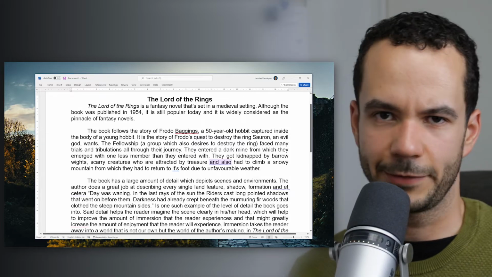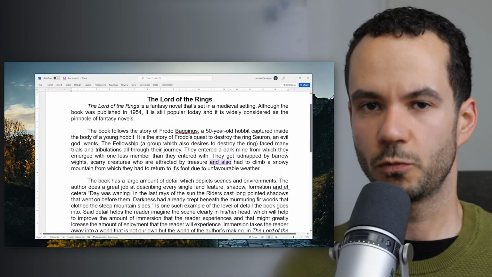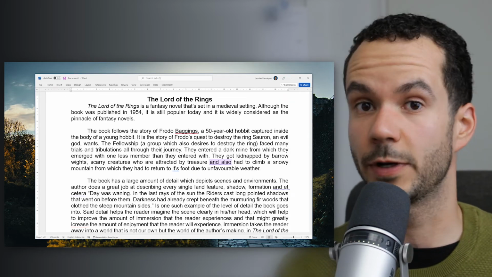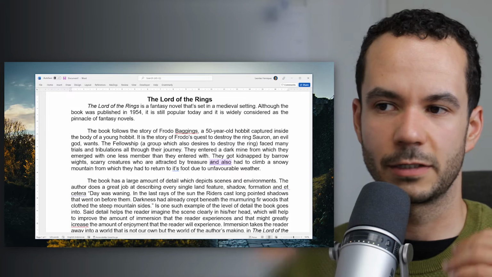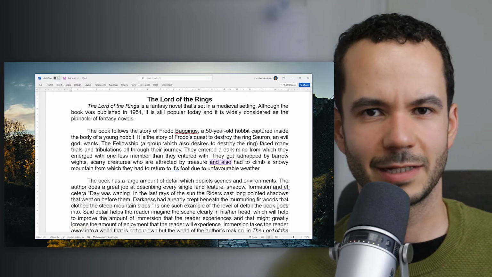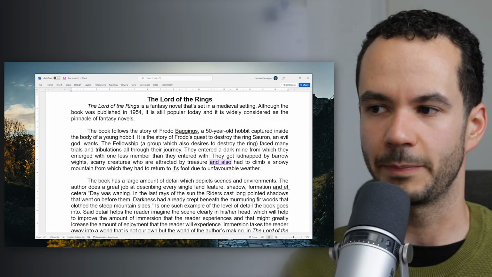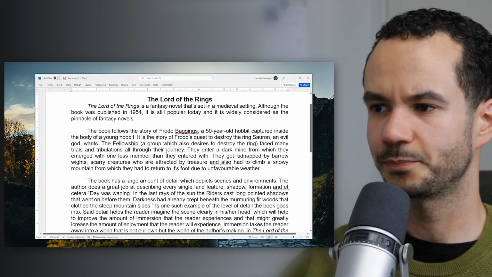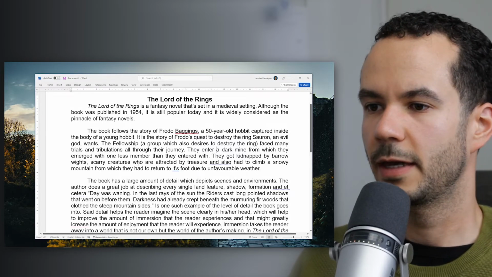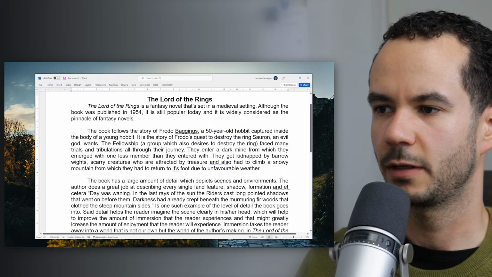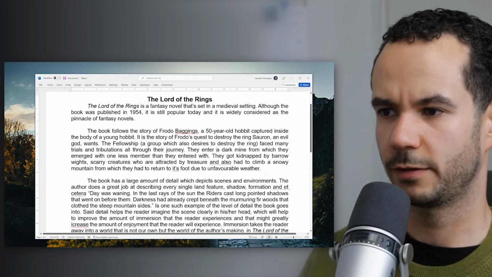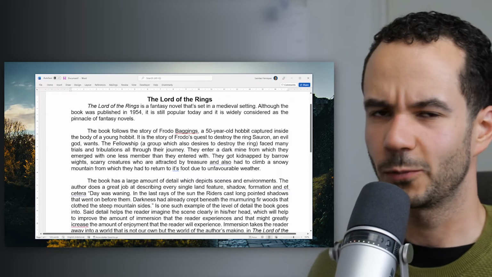the Fellowship. Now, one thing I'm going to change as well is the tense. Now, usually you would say that the summary in a review is done in past tense, so with past simple, past continuous, and past perfect. But because we already started in present simple, the book follows, I want to keep on using those present tenses throughout this summary. So I'm changing entered into enter, and they got kidnapped by and I think the rest makes sense. So they enter a dark mine from which they emerged with one less member than they entered with, which is a very difficult and wordy construction.